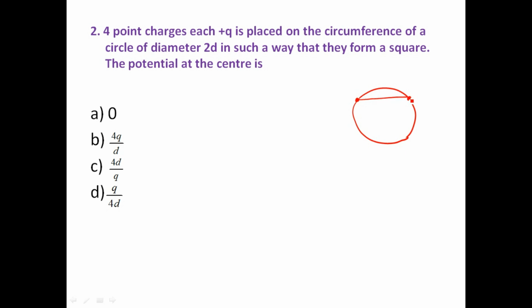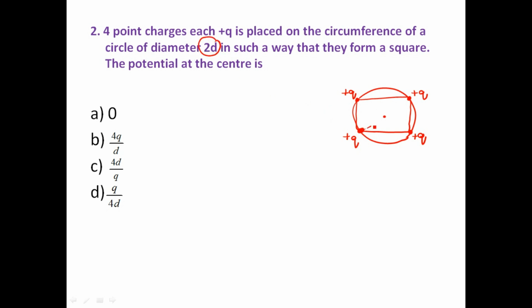So the charges are now present at the corners of a square, and it is plus q charge at every corner of a square, and this is the center of the circle. So what is the diameter of the circle as told? It is equal to 2d.